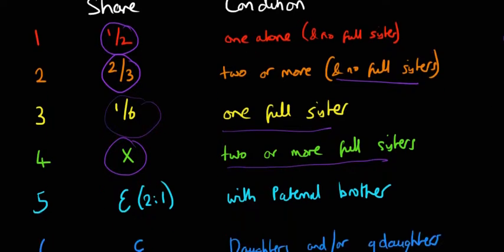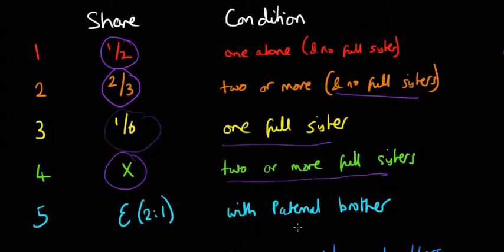The fifth state is when there's a paternal brother with the paternal sister, and this again is very similar to the full sister and the full brother scenario. What happens is that when the paternal brother is a residuary beneficiary, when he gets asaba, then he converts his sister, the paternal sister, into asaba, and the paternal brother gets 2 shares to every 1 share that the paternal sister gets.